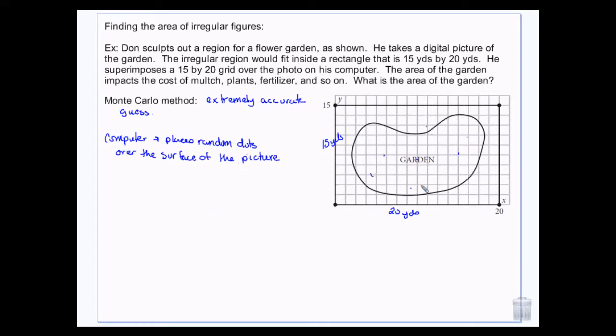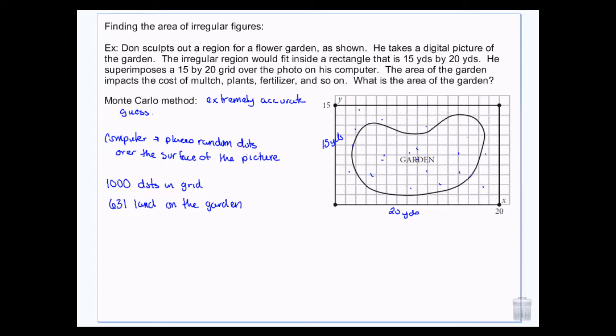So there's just dots. We're not going to put all the dots in, but the computer puts lots of dots all over the surface of the picture. Okay? And in this case, we're going to do 1,000 dots. Okay? So in this 15 by 20 grid, we're going to place 1,000 dots. Of the 1,000 dots, he finds that 631 land on the garden. Okay? So out of the 1,000 randomly placed dots, 631 of them fall on the garden.